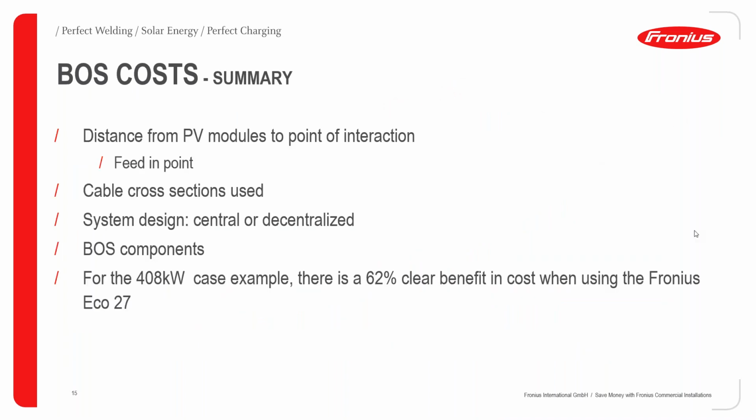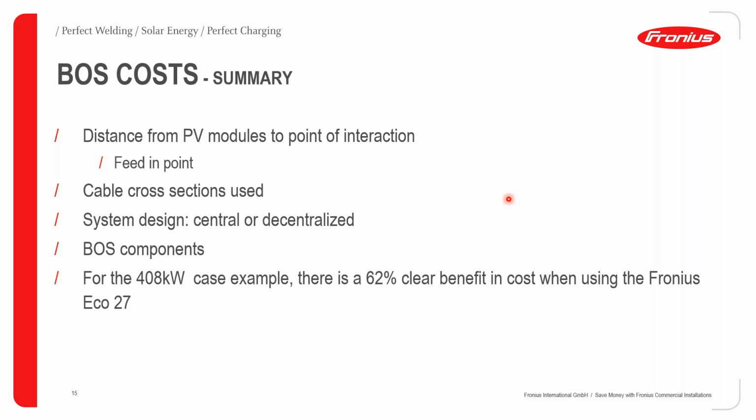So in summary, what we can mention as far as the balance of system costs are concerned is that there is a huge effect on the distance of the cabling from the PV modules to the point of interaction. Of course, that means that will have a direct effect on the cable cross-section used. Also, another differentiating factor would be, are you designing a central or a decentralized system? And we've seen that a decentralized system using the Eco is giving you a much higher price advantage as far as the BOS components are concerned.